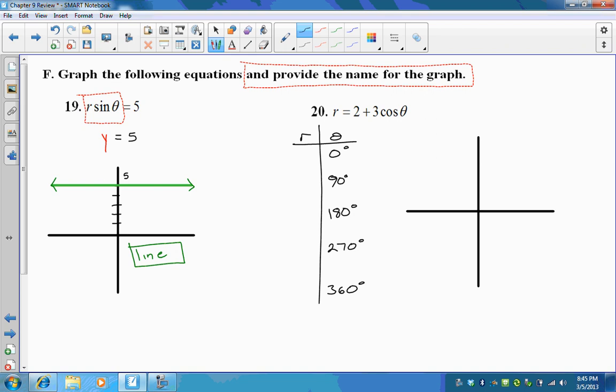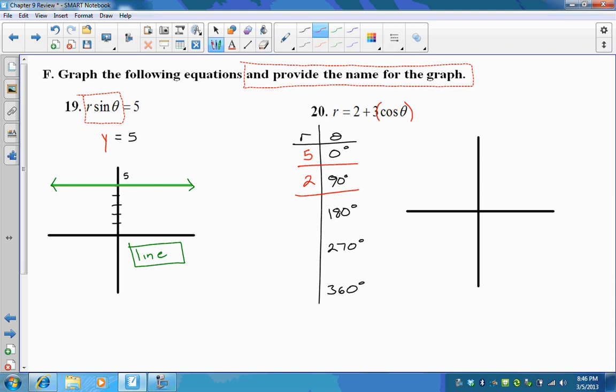Okay. So if I plug in 0 degrees for theta, I get 2 plus 3 times the cosine of 0, and the cosine of 0 is 1. So 2 plus 3 times 1 is 5. Then I'll plug in 90 degrees. Cosine of 90 degrees is 0. So 2 plus 3 times 0 is 2.